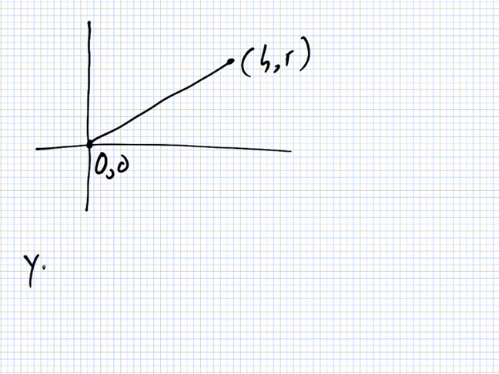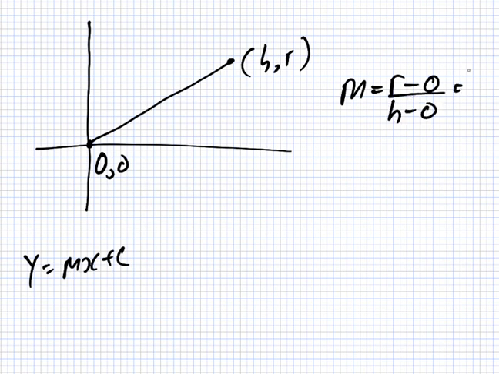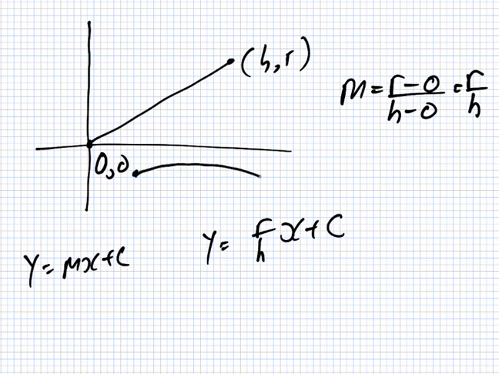So you know what the equation of a line is, y equals mx plus c. And we can get the slope here. It's y2 minus y1 over x2 minus x1. So the slope is r over h. So we get y equals r over h x plus c. To find the c, we substitute in a point. When I sub in 0, 0, I discover that c is 0. So I get the answer y equals r over h x.